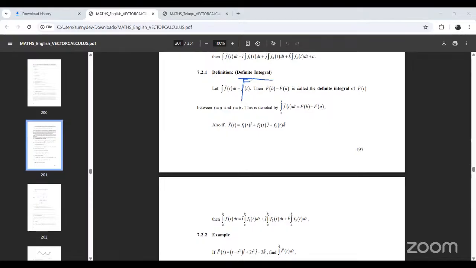Then F of b minus F of a is called the definite integral of f of t between t equal to a and t equal to b. It is denoted by the integration from a to b of f of t dt equals F of b minus F of a. So this is called definite integrals. Okay, and now let's see some problems here.